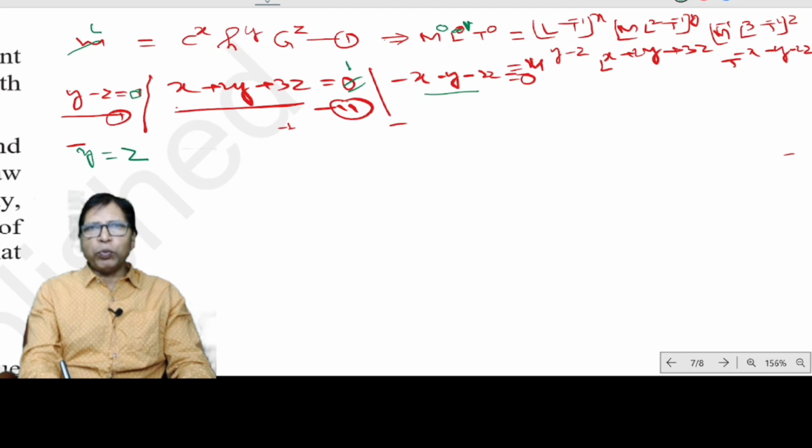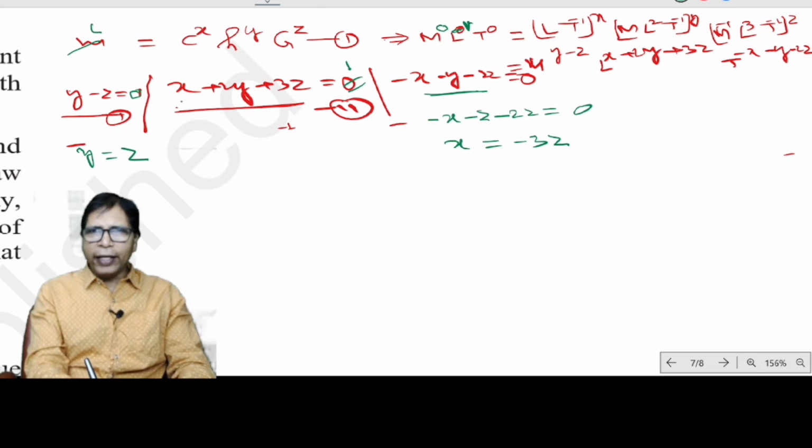If y equals z, put here: minus x, minus z, and 2z equals 0. So x equals minus 3z. No problem. Now put the values of y and x. Here x equals minus 3z, y equals z. So 2z plus 3z equals 1. This and this cancel out.